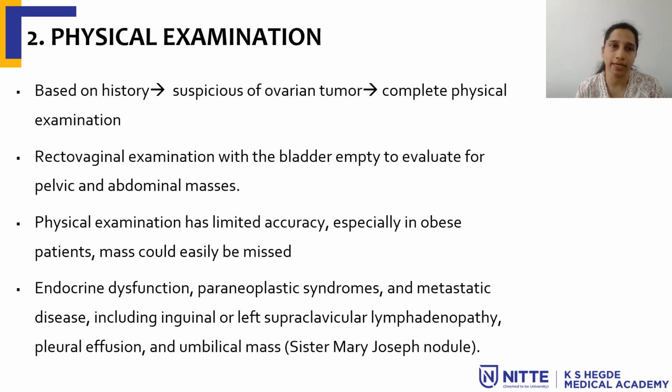So once you suspect an ovarian tumor based on the history, you have to do a thorough complete physical examination. In physical examination, the most important part is rectovaginal bimanual examination with an empty bladder. This helps in evaluation of pelvic or abdominal masses. But in obese patients, it has limited accuracy, so in an obese patient, a pelvic mass can be easily missed.